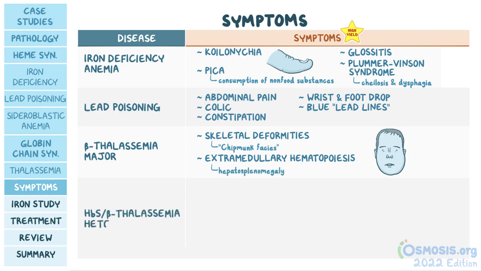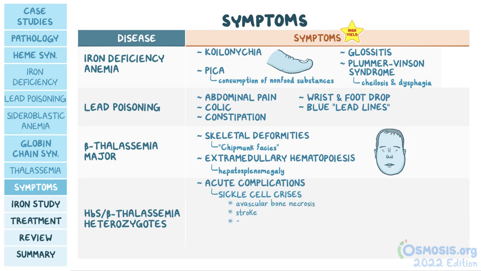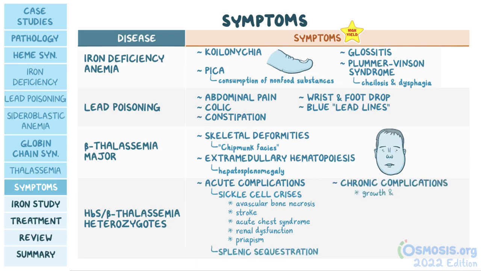HbS beta thalassemia heterozygotes have mild to moderate sickle cell disease symptoms. These include acute complications like sickle cell crises, causing a variety of problems like avascular bone necrosis, stroke, acute chest syndrome, renal dysfunction, and priapism. Another acute complication is splenic sequestration. Chronic complications include growth and developmental delay, learning and behavior issues, pulmonary hypertension, and chronic kidney disease.